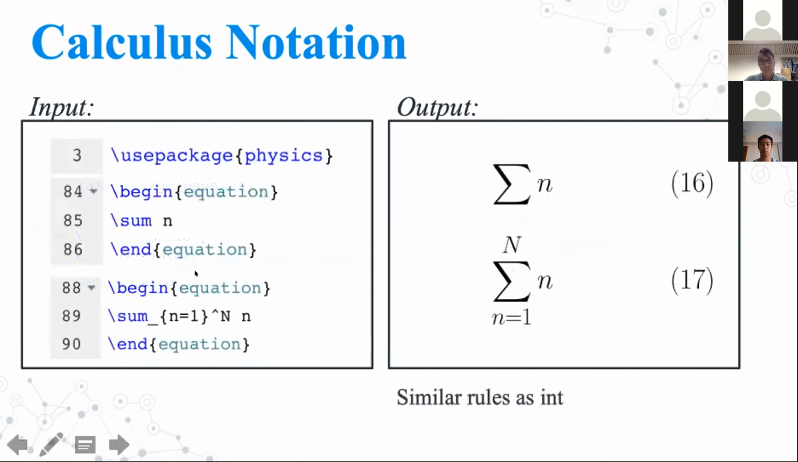All right. Okay, quite a lot already, but don't worry, bear with me. We're going to go through every single one of these. Summation notation is the same as integrals, so it's exactly the same format. Instead of int, you call backslash sum. So backslash sum, then the thing appears, then n. Or if you want the limits, you put backslash sum, then you specify your limits, then caret the top limit, then n. Similar rules as your integral.